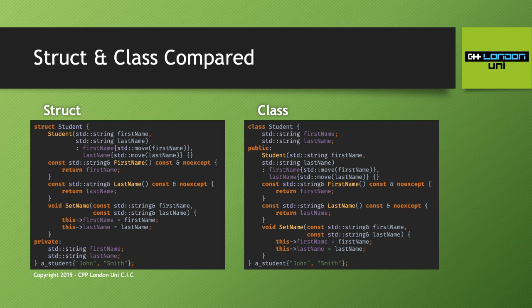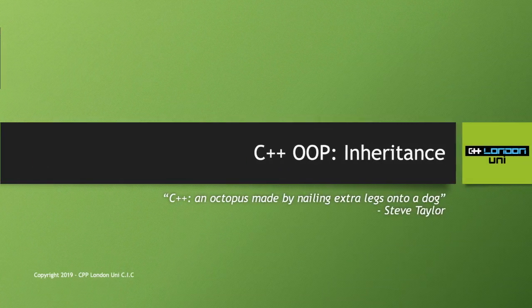Correct. You can separate them by nesting them. So I could put the class student, for example, in a namespace, or I could stick it in another class. I could have a class outside of it. That would change its scope and hide it effectively, separate it. Okay, so let's look at inheritance.